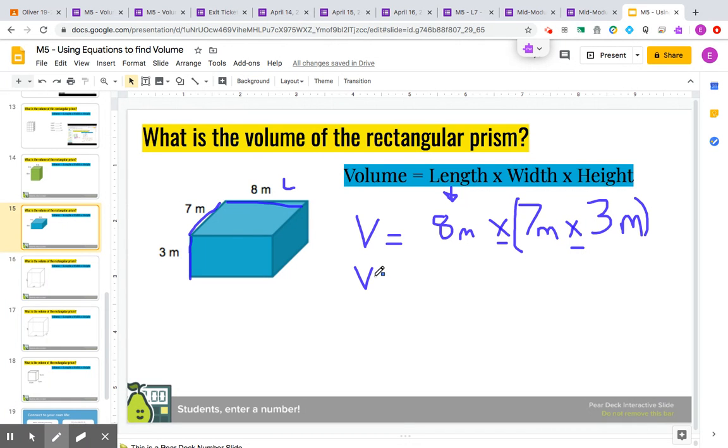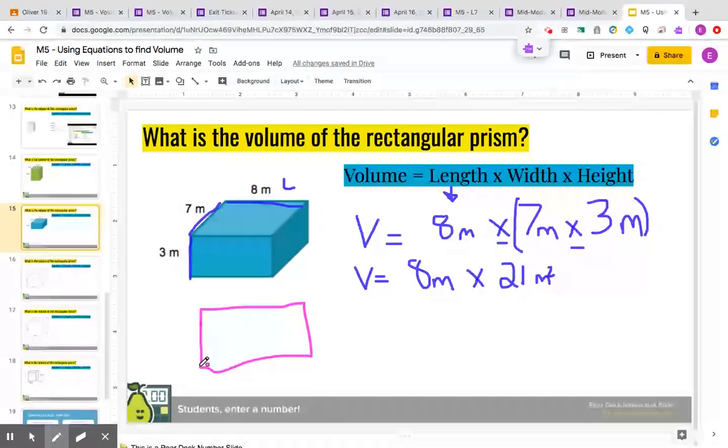So we have volume equals 8 meters times, now we have 21 square meters, because meters times meters make square meters. So we have 21 times 8. Again, 5th grade, I don't know that off the top of my head. My 8's tables do not go that high. So I can do my area model, 21, or I can do my standard algorithm.